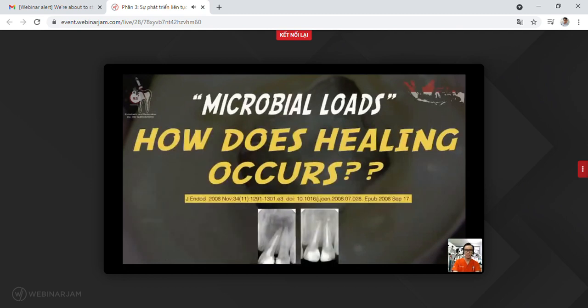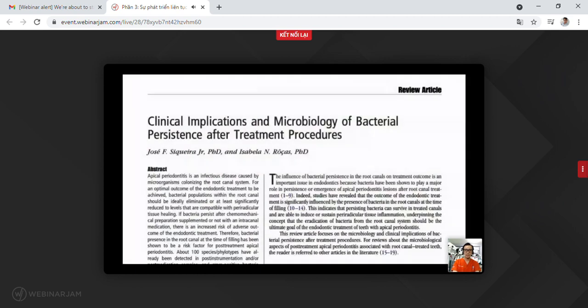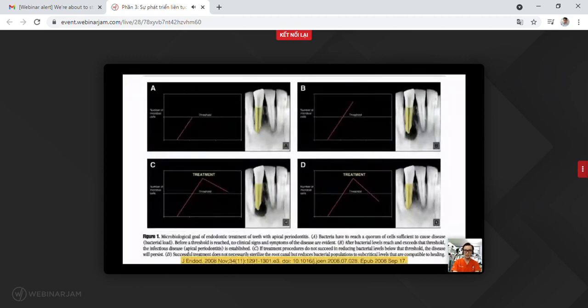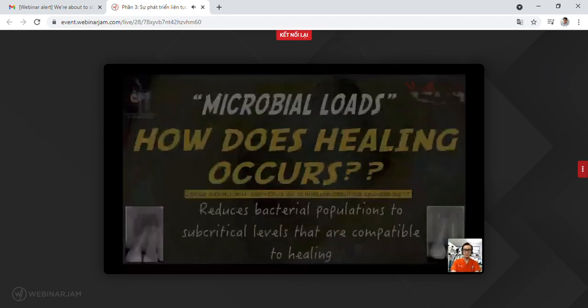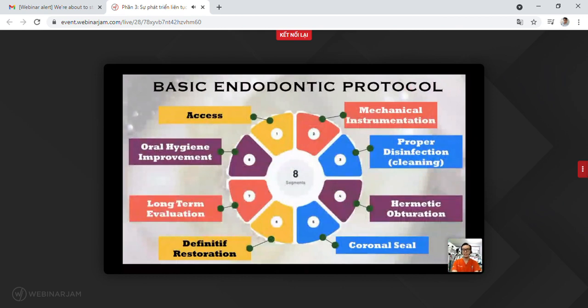So what is the microbe itself? Why do we need to learn about microbes? Because we want to know how to get the proper healing inside this tooth, following the endodontic protocol. So, the healing process can be achieved if the number of microbial cells is below the threshold of the human immune system. So, in order to lower the number of microbial cells, you need to do a proper endodontic treatment by doing proper disinfection inside the root canal system. So, maybe now we can move on to the basic endodontic protocols.